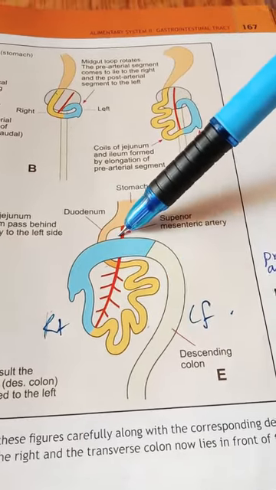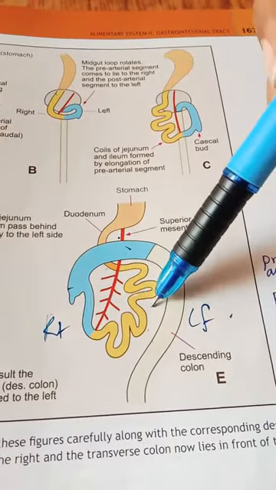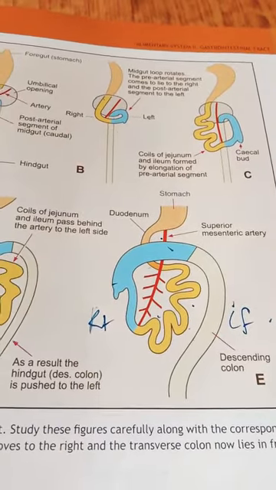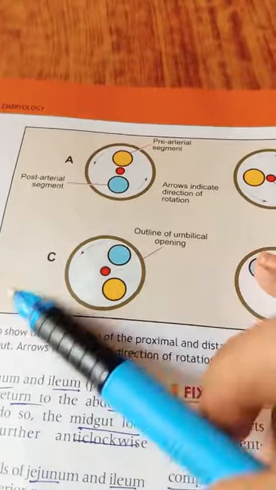So what is this blue? This blue is nothing but the post-arterial segment. So the post-arterial segment is first and the pre-arterial segment has come to the left. So this is the rotation going on in the intestine. Here you can see after rotation how it is happening.